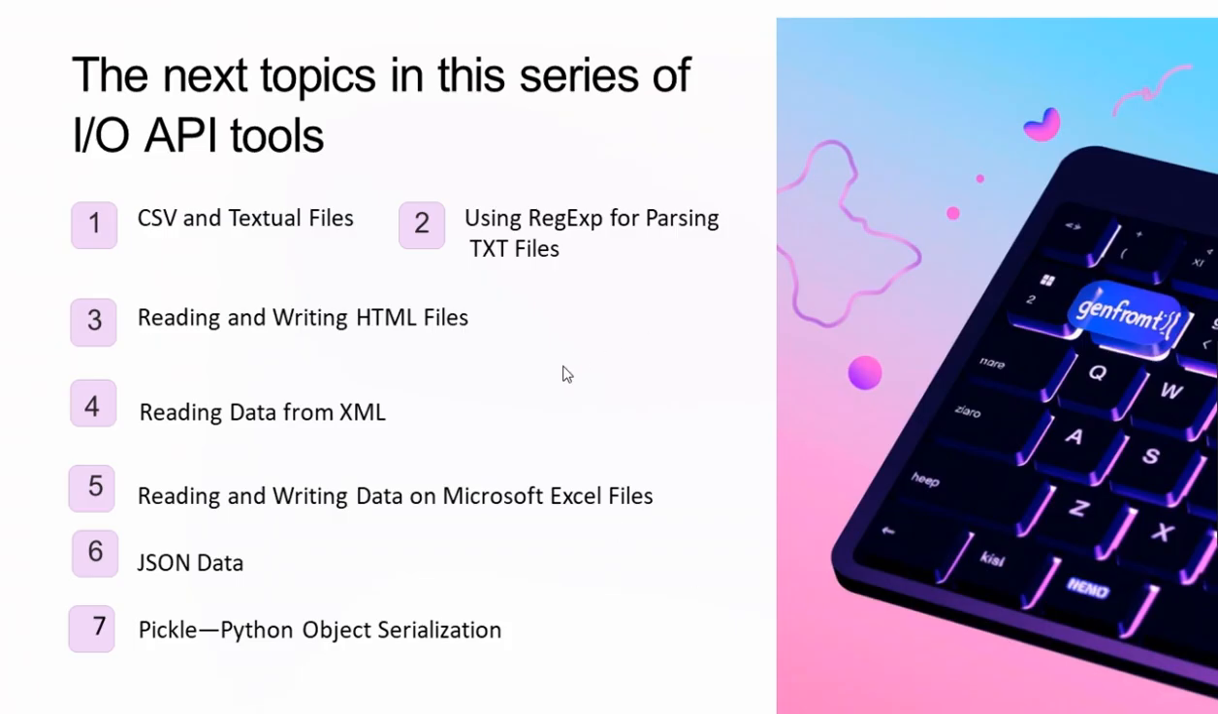In the next topics in this series of input-output API tools, these are the 7 topics that we would be covering. We will be dealing with CSV or textual files. Then we will see regular expressions for parsing the textual files. We will also be dealing with HTML files. We will see how we can read data from an XML file. We will also see how we can read data from an Excel file into our Python script, and the reverse: how we can create an Excel file from our Python script and write data into it.